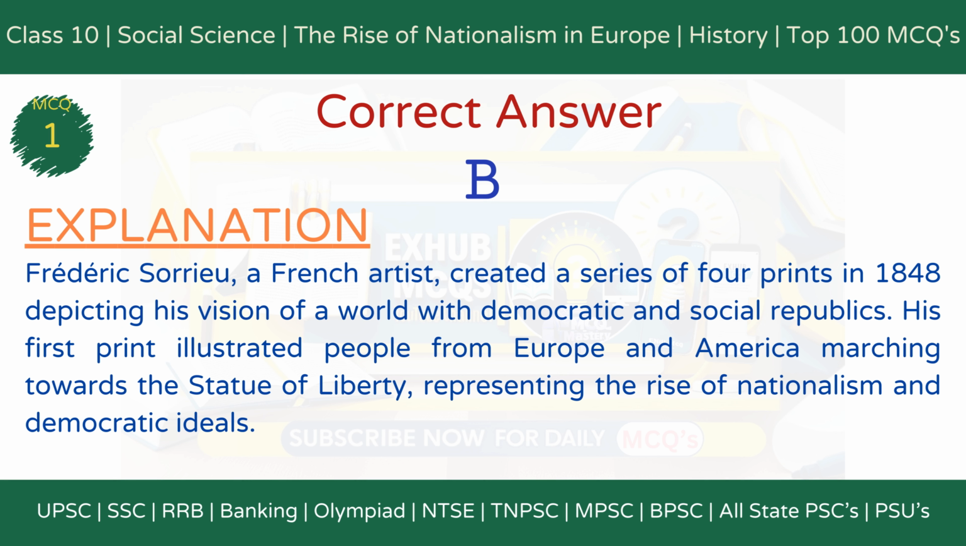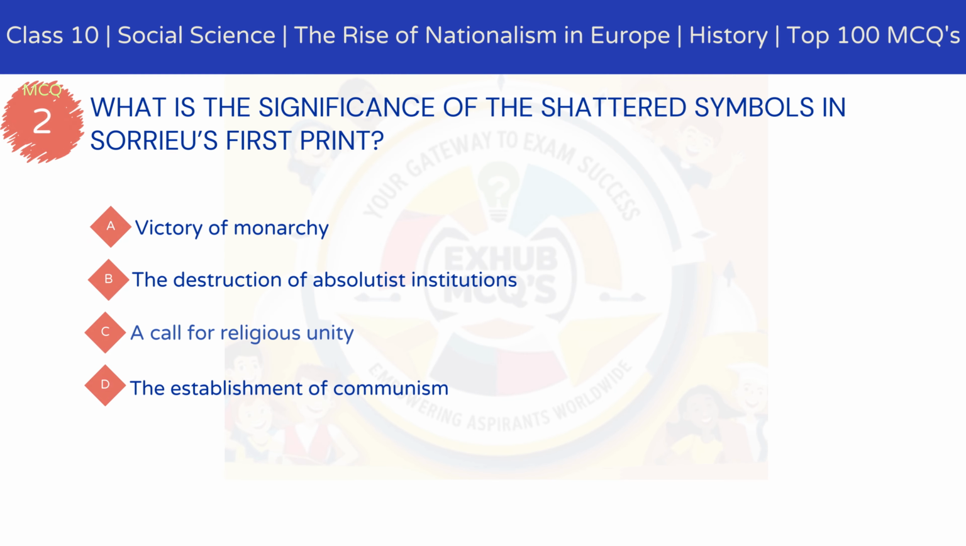Explanation. Frederick Sorrieu, a French artist, created a series of 4 prints in 1848 depicting his vision of a world with democratic and social republics. His first print illustrated people from Europe and America marching towards the Statue of Liberty, representing the rise of nationalism and democratic ideals.